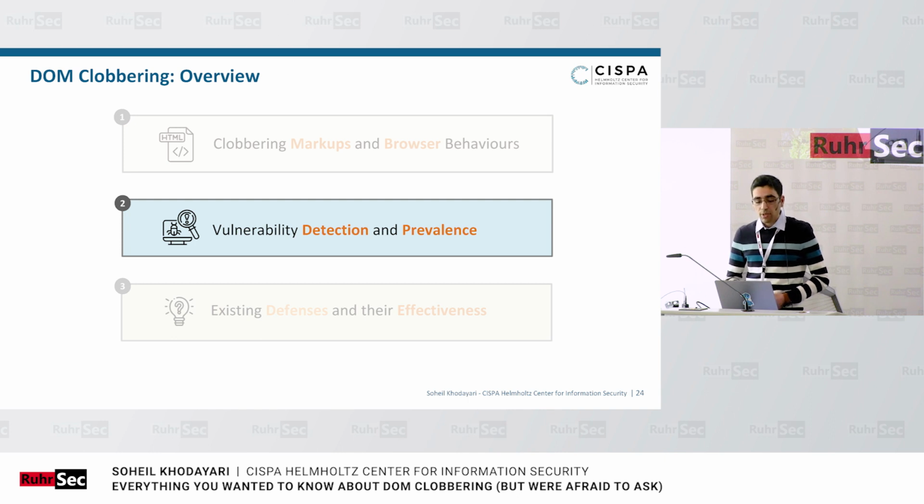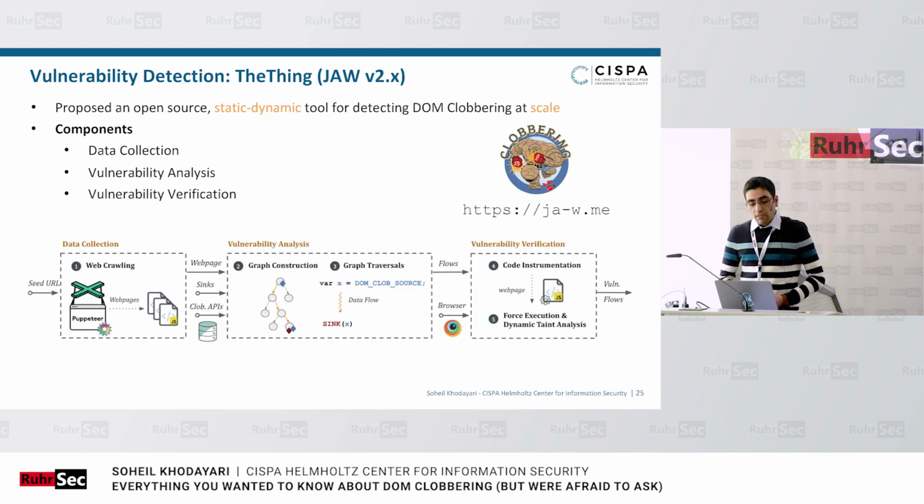OK, now let's look at automatic vulnerability detection and prevalence to see how bad the situation is. Now, we proposed an open source static-dynamic tool for detecting DOM clobbering vulnerabilities at scale. And at a high level, our tool has 3 components: data collection, vulnerability analysis, and verification. The data collection module contains a Chrome-based crawler built on Puppeteer and the DevTools protocol that, given a single seed URL of the application under test, collects the web page resources and scripts.